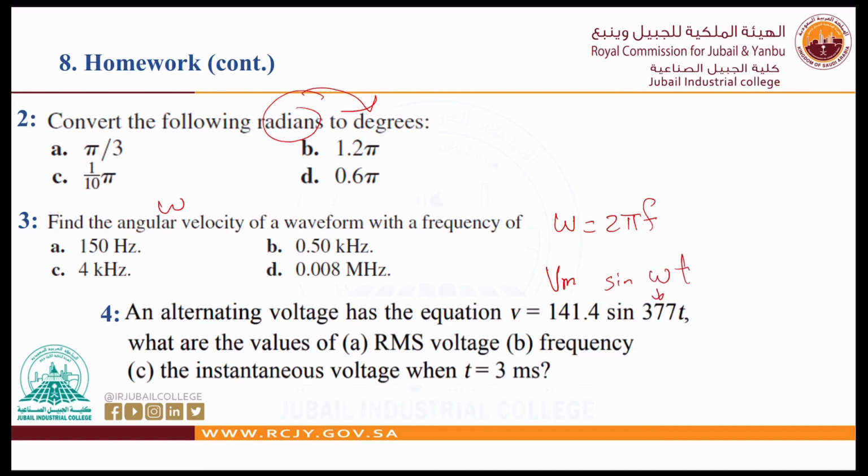What are the values of the RMS voltage? This is V peak. You need to have the V RMS using the formula. For the frequency, you already have the omega, so omega is equal to 2 pi f. C, what is the instantaneous voltage when t equals 3 milliseconds? We just apply the general formula with time as 3 milliseconds.